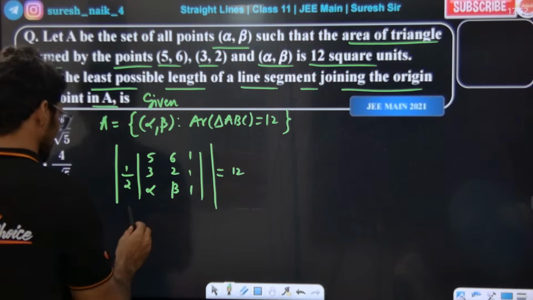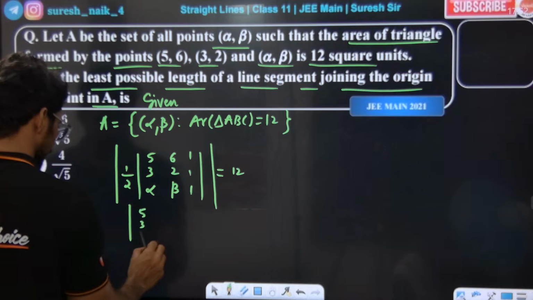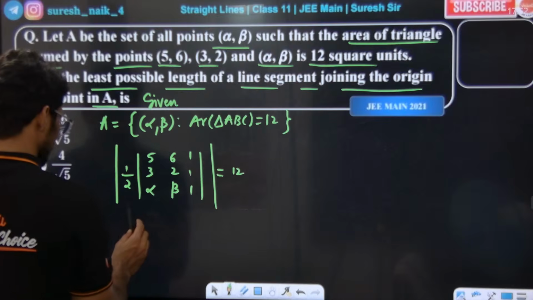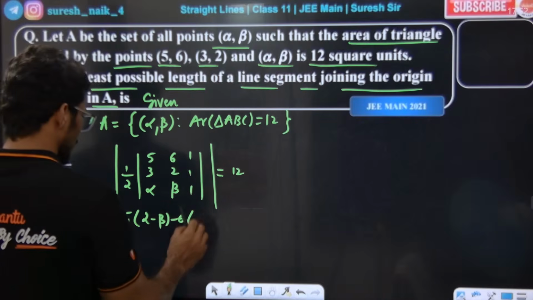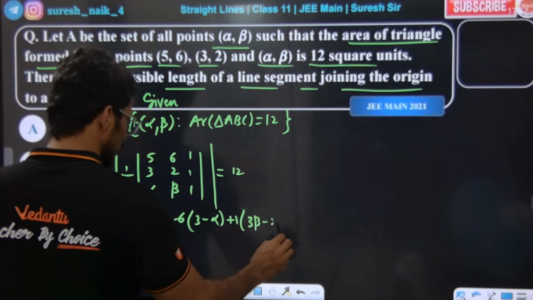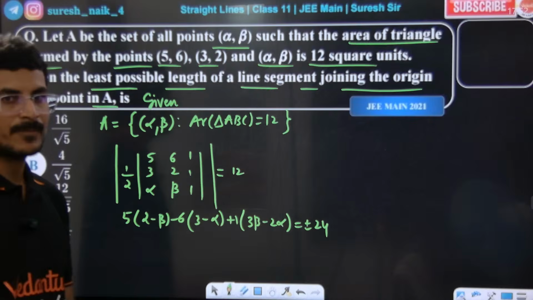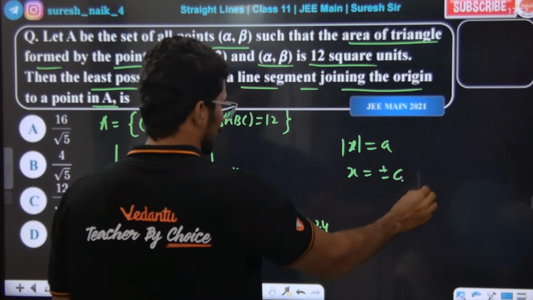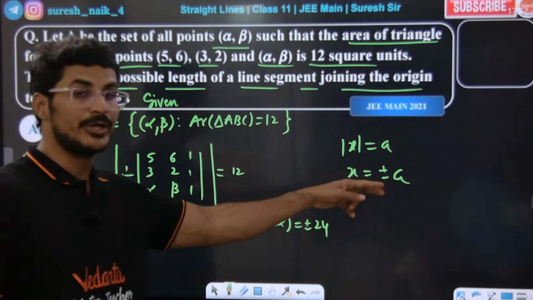Now if we shift this 2 to this side, what do we get? It will be plus or minus 24, removing the mod. Open the determinant: 5 into 2 minus beta, minus 6 into 3 minus alpha, plus 1 into 3 beta minus 2 alpha is equal to plus or minus 24. Why plus or minus 24? For example, mod x is equal to a means x is equal to plus or minus a. Cross multiplying 2 into 12 gives 24.